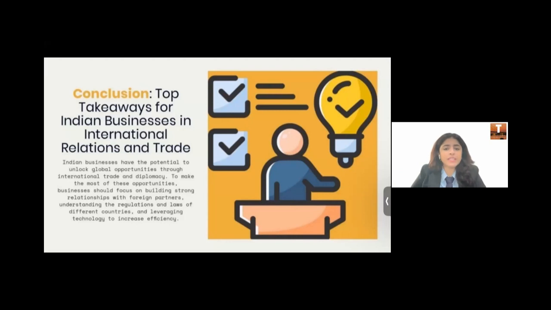By incorporating these strategies into operations, Indian businesses can position themselves as global players, expand their market reach, forge valuable partnerships, and contribute to India's economic growth on the international stage. By understanding the dynamics of international trade and having a proactive approach, Indian businesses have the potential to thrive in the ever-evolving global business landscape.